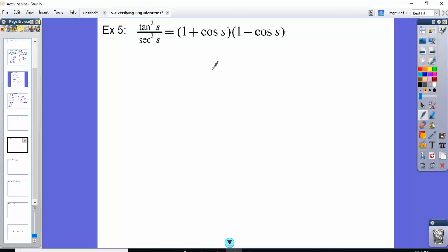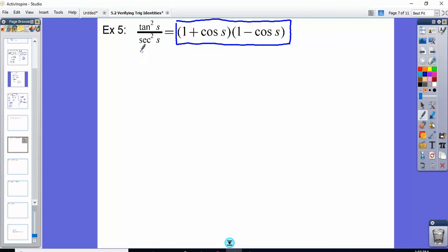Okay, so we talked about picking a side and boxing it in, saying which one looks simpler. So looking at this, it's kind of a toss-up. Do you like the fraction or do you like things multiplied? It's not obvious that this is easier than that. So let's say, for lack of a better option, I just boxed in the right.